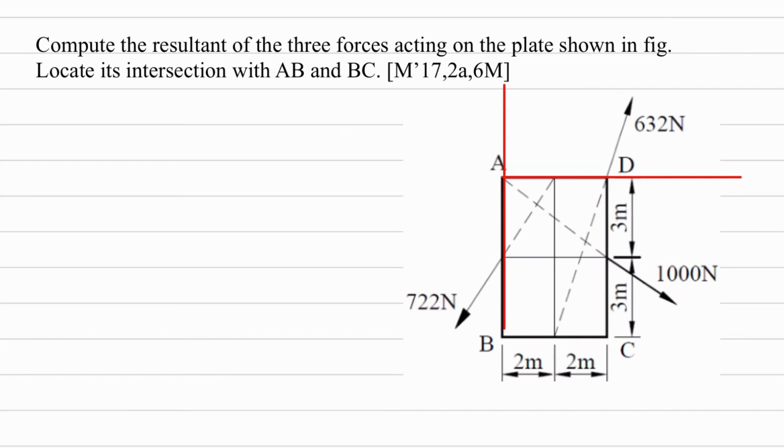So the first angle which I am going to define is alpha. So this is, suppose, angle alpha. Next angle we will see is the angle of this 1000 Newton with respect to horizontal. Suppose this is angle phi. And the remaining one is 632 Newton. So the angle we will consider here with respect to horizontal is beta. So we have to find these angles, and distances have been given.